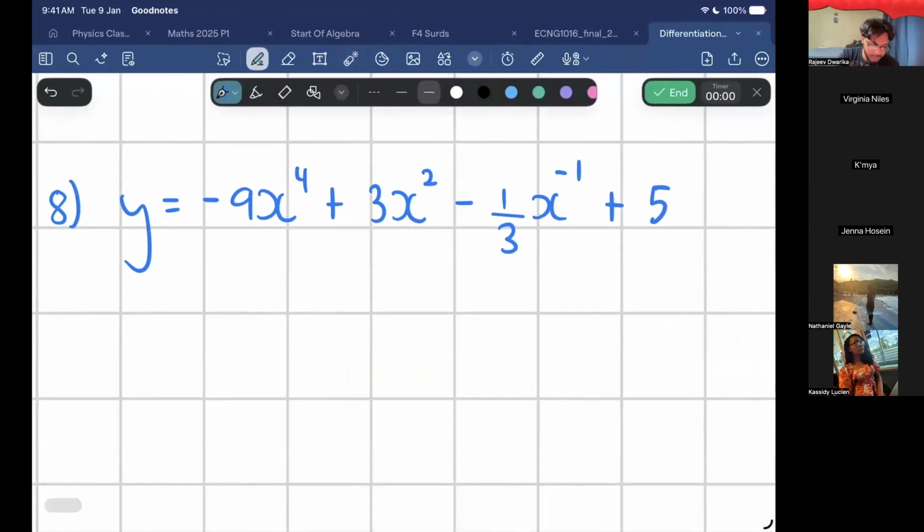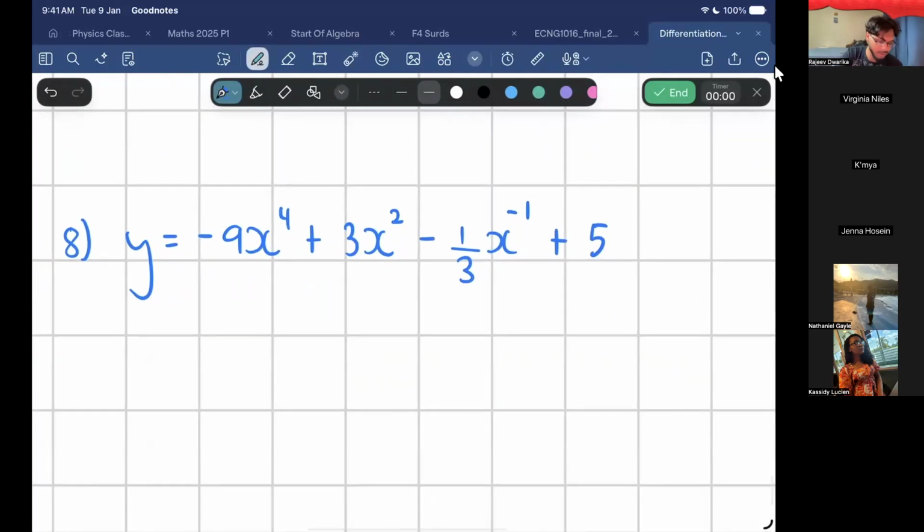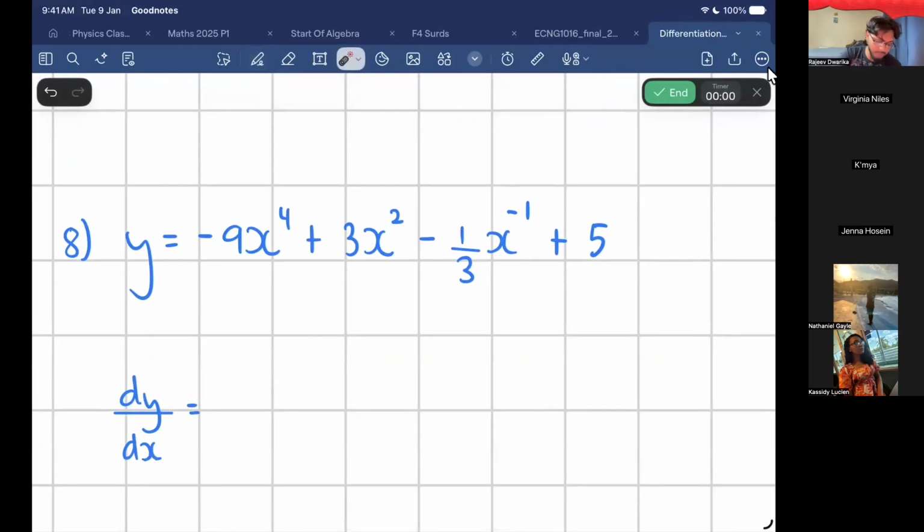Alright, so Nathaniel, let me lock in and get this right. First things first. If you differentiate 5, what will it be? 0. Right, so at least we know that for sure. And then we're going to differentiate y with respect to x. When you're differentiating, you multiply. So what are you going to multiply this entire thing by? 4. You're going to multiply that by 4.